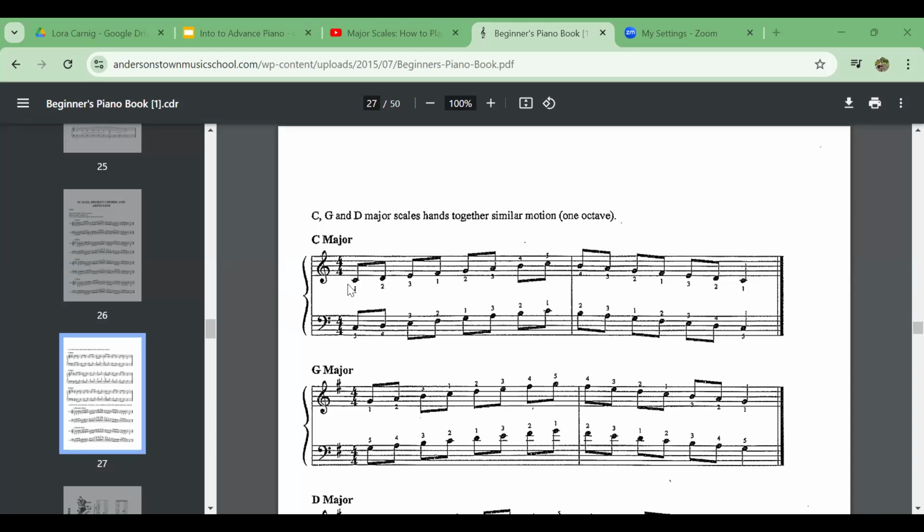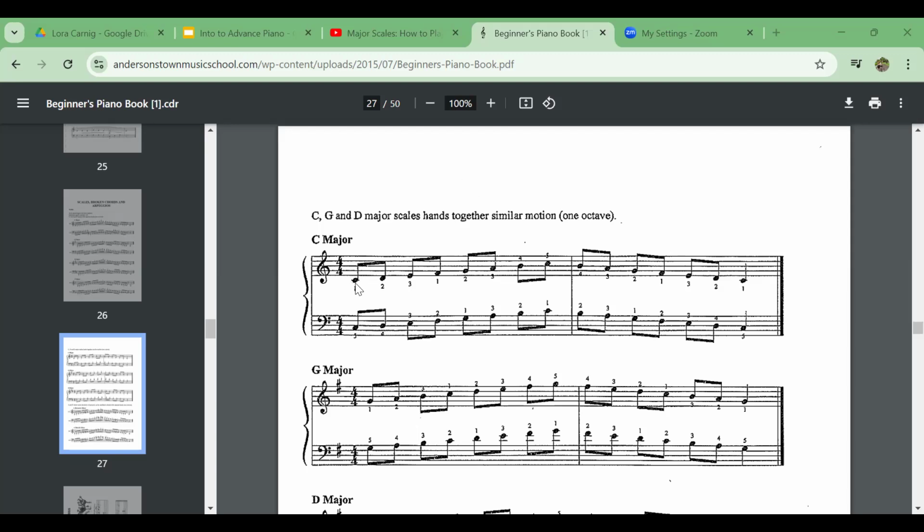So first, this is treble clef. It's usually your right hand, not always, but in this case, it's your right hand. And try playing just your right hand. And then try playing the treble clef with your left hand. And then after you've got it down on each hand, then play it together.